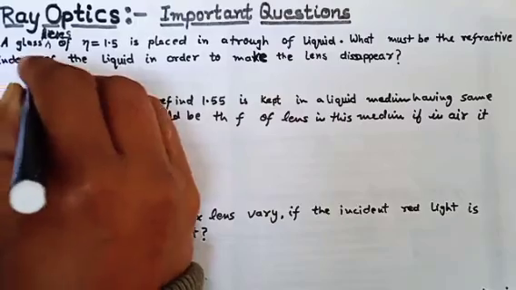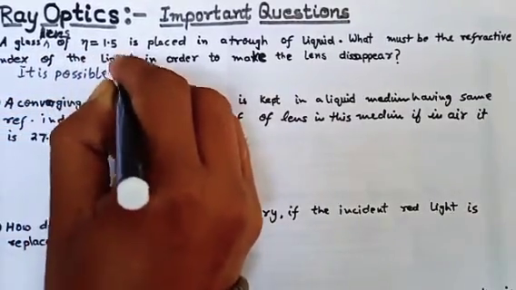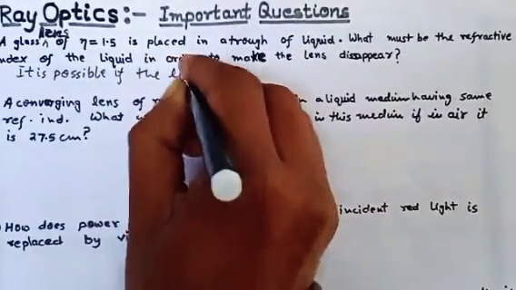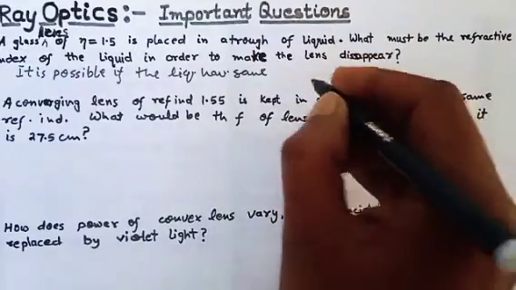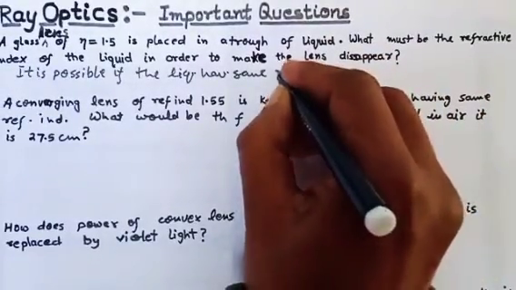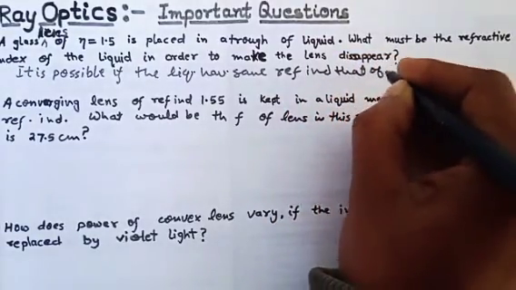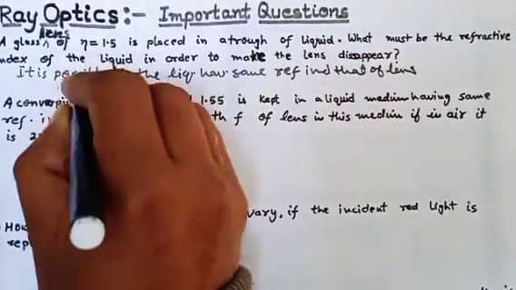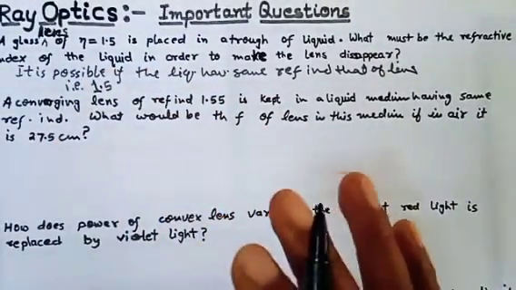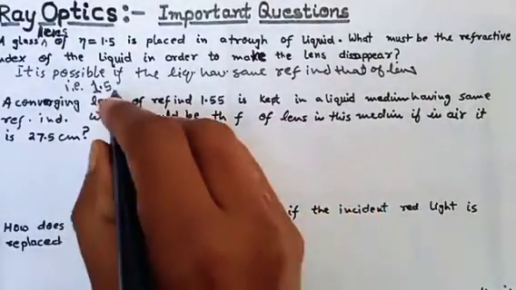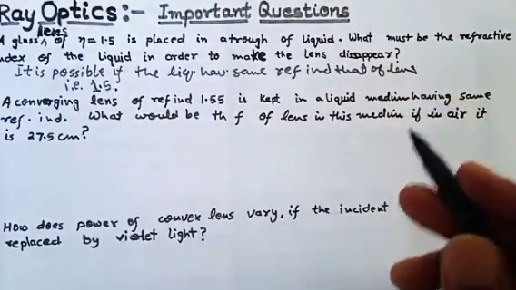It is possible if the liquid has the same refractive index as that of the lens, that is 1.5. You can directly write your answer 1.5 also, no problem, because they haven't asked to explain or justify.